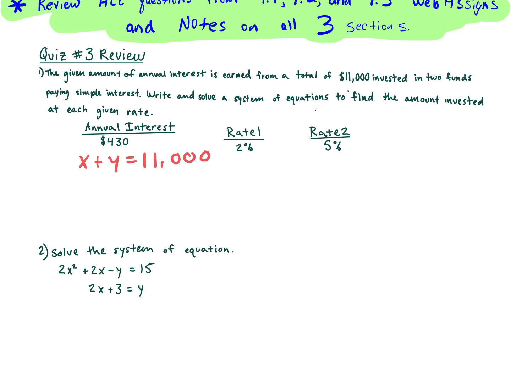Awesome. So x plus y equals 11,000 because that's our total amount, and then the amount that we invested is 0.02 of x. Where'd you get the 0.02 from? And then plus 0.05y, and then the interest is 430.